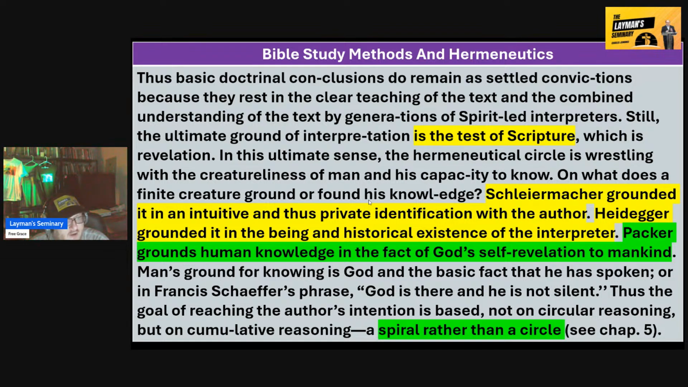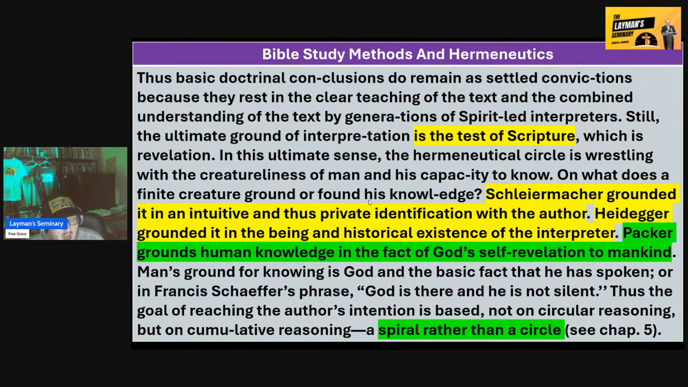On what does a finite creature ground or found his knowledge? Schleiermacher grounded it in intuitive and thus private identification with the author. Heidegger grounded it with being and historical existence of the interpreter. Packer grounds human knowledge in the fact of God's self-revelation to mankind, as do we. Man's ground for knowing is God and the basic fact that he has spoken, or in Francis Schaeffer's phrase, God is there and he's not silent.